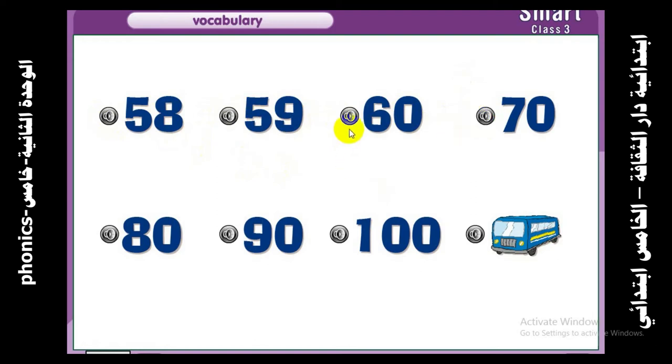59. 60. 70. Of course we can say 60, 61, 62 until we reach 69, like 50 here. After 60 we have 70, 71, 72, etc. Okay? Say 60, 70, 80, 90, 100. You can say 100 or 100. And you know this is bus. Okay, go back. Buses.